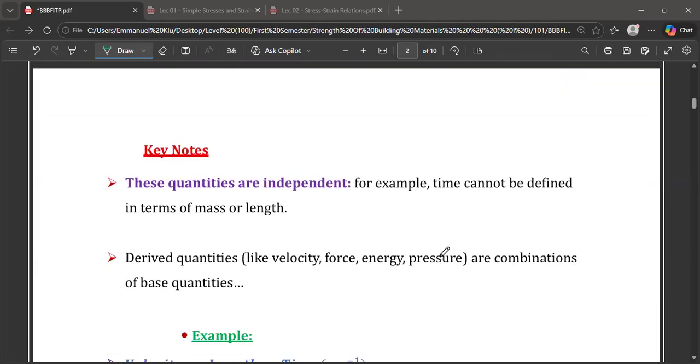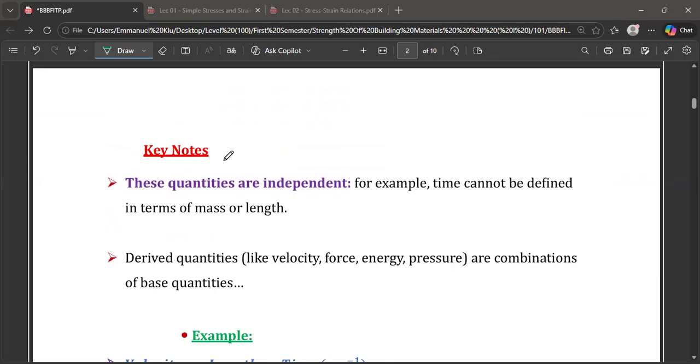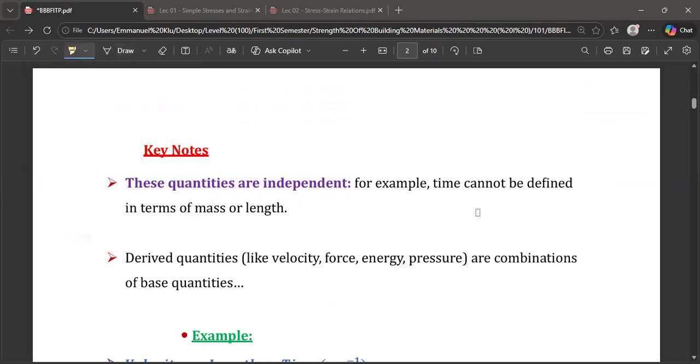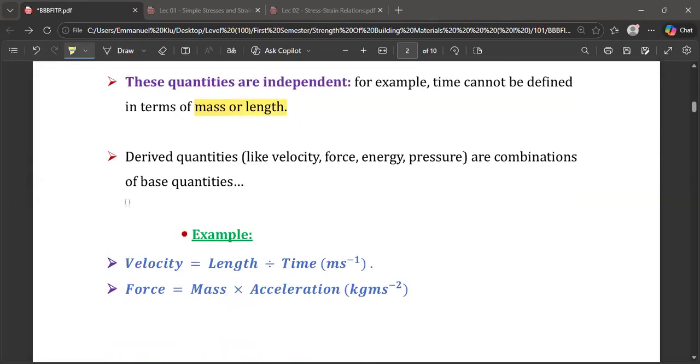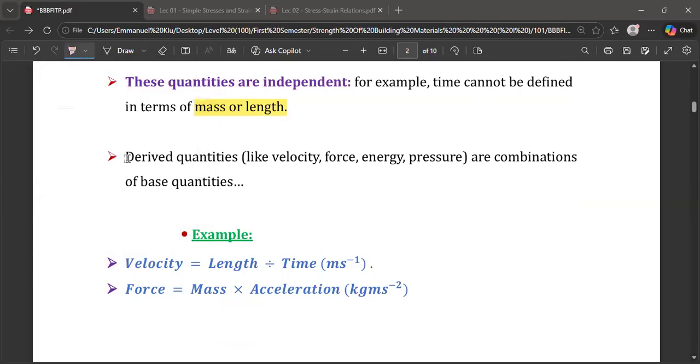So these are some keynotes you can jot down. These quantities are independent. For example, time cannot be defined in terms of mass or length. Let's all take note that derived quantities, which I said, are the combination of two or more base quantities.